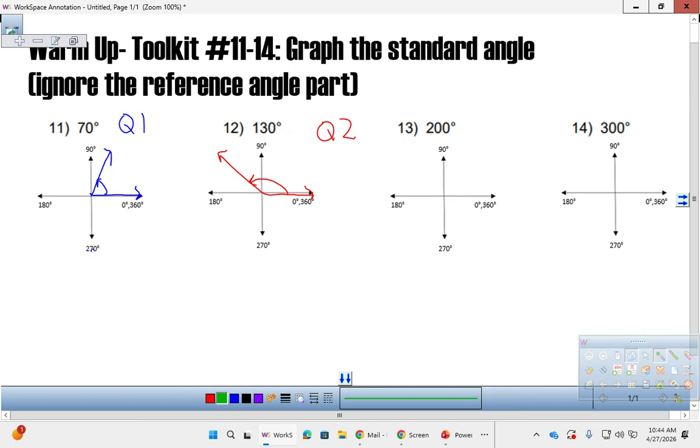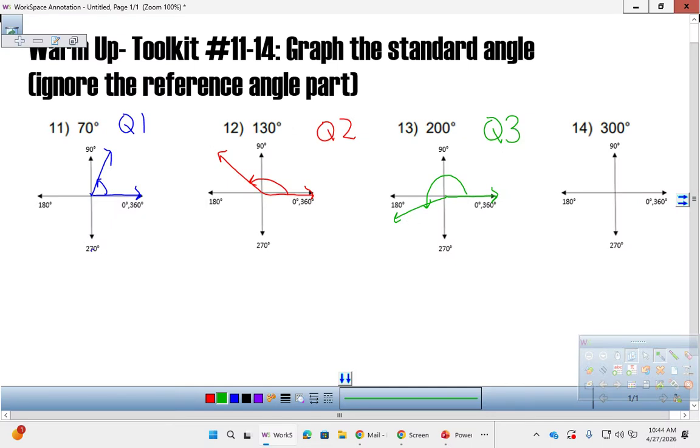200 degrees is somewhere between 180 and 270, closer to 180 than 270. So when I draw it, I try to draw it a little closer, but it's not a huge deal. It's got to be somewhere between 180 and 270. That initial side is still this. So I'm going 180 degrees plus a little bit more. That's called the standard angle. And it's somewhere in quadrant 3.